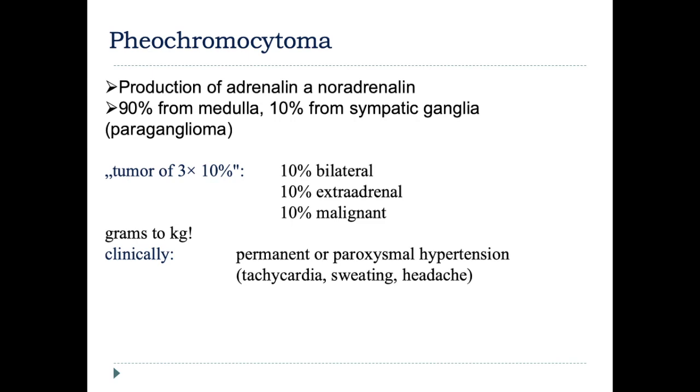So pheochromocytoma is mostly produced from the adrenal medulla. It's 90% of such patients, and in 10% it could be paraganglioma from sympathetic ganglia. It could also be bilateral or extra-adrenal, and in 10% it could be a malignant tumor. It could grow rapidly, and even a benign tumor could have a mass of a kilo or even more.